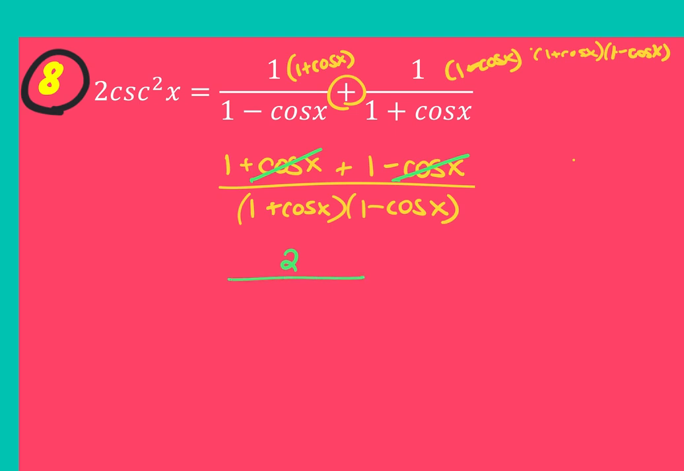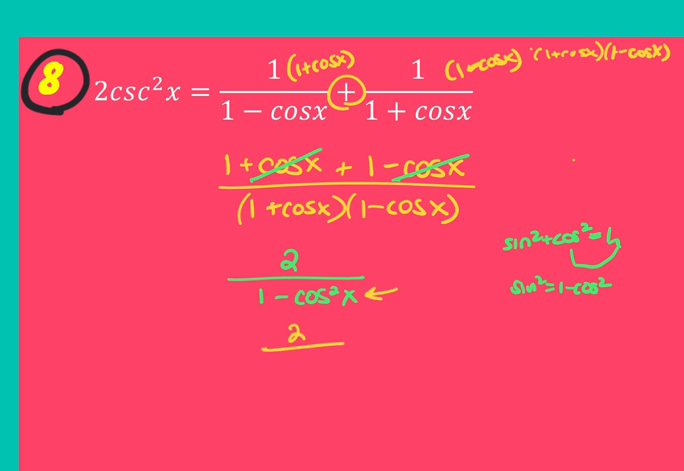In the denominator, these are opposites. So if I multiply them out, I get the difference of two squares. This is one of my special products. It would be 1 minus cosine squared x. And we know that sine squared plus cosine squared equals 1. So if I move cosine squared to the side with the 1, I get sine squared equals 1 minus cosine squared, which tells me I can replace my denominator with sine squared.